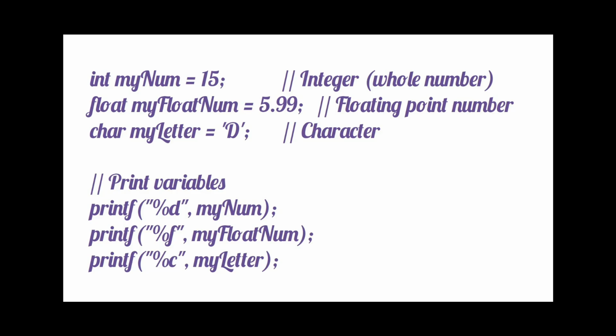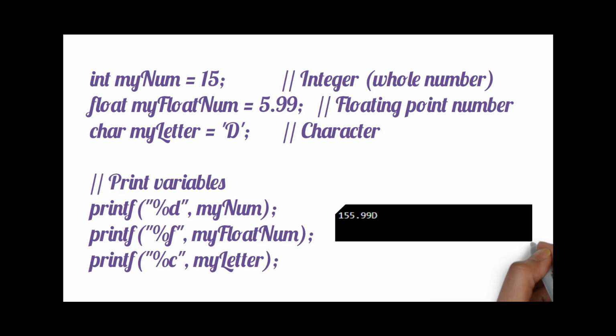Next, printf. Now I'm printing a character. Open the round bracket, double quotes, percentage c because it's a character value, double quotes close, comma, the name of the variable, that is my letter. Close the round bracket and semicolon. Now when I run this code, this will be the output. As you can see, first it has printed 50. Next, without giving any space, it has printed 5.99, and next it has printed the letter d.